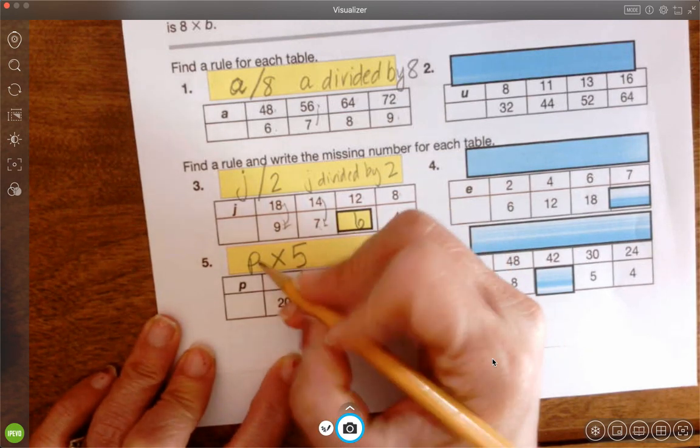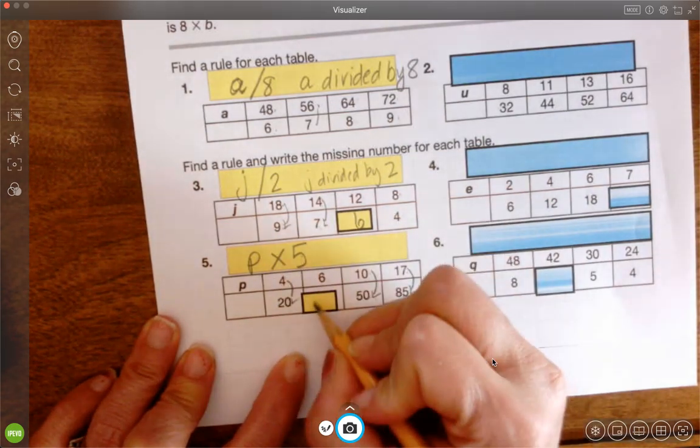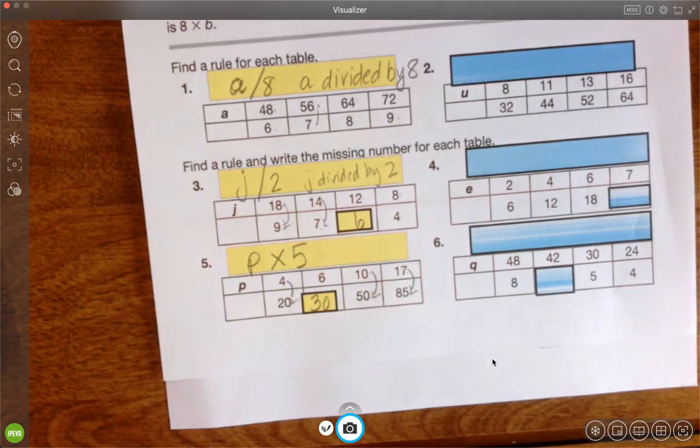So what's my missing number here? Well, I'm going to plug that in. 6 times 5, I would get 30. So my missing number is 30. So that's how we do our lesson today, multiplication and division expressions.